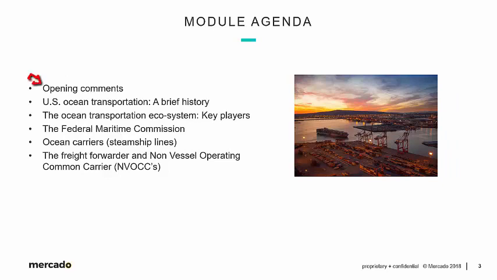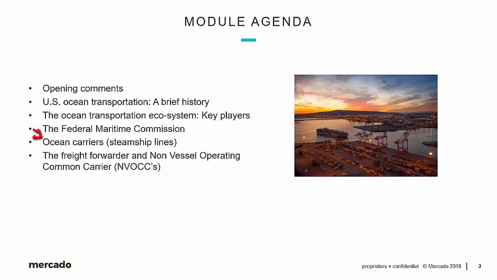We have some opening comments, and then we'll provide a brief history of U.S. ocean transportation, a rather fascinating part of how global trade has evolved over the last 70 years. Third bullet, we'll take a deep look at who the ocean transportation players are, what makes up the ecosystem, the steamship lines, the carriers, the importers, etc. Then we'll get into the Federal Maritime Commission, the U.S. government entity that monitors and regulates ocean transportation in the U.S.